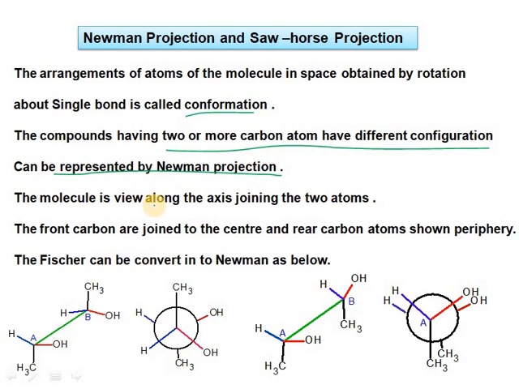The molecule is viewed along the axis joining two atoms, that is, one atom is capital A and the second atom is capital B. The front carbon's atoms are joined at the center, and the rear carbon's atoms are shown on the periphery. Hence Fischer can be converted to Newman like this.